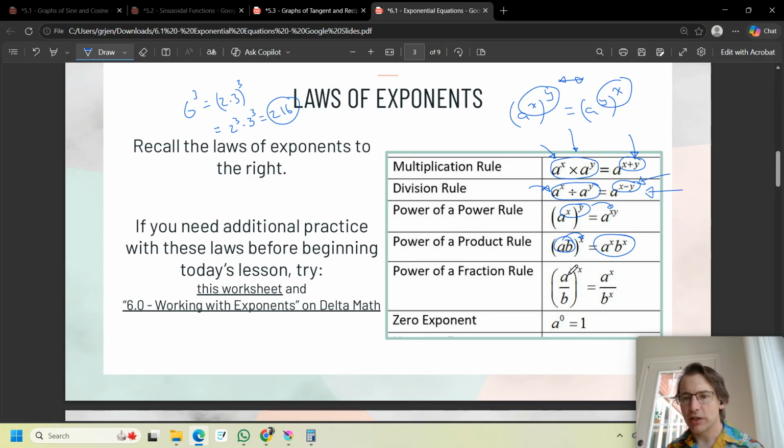Same thing with fractions. If you have a division and you raise that to a power, then it's the whole thing: the numerator and the denominator all raised to that power. And anything to a zero exponent equals 1, not 0. So there's lots of practice in working with exponents in the worksheet and on Delta Math. So dive in, get that practice going.